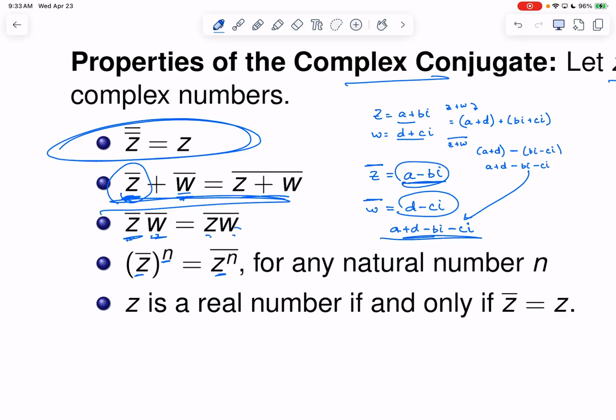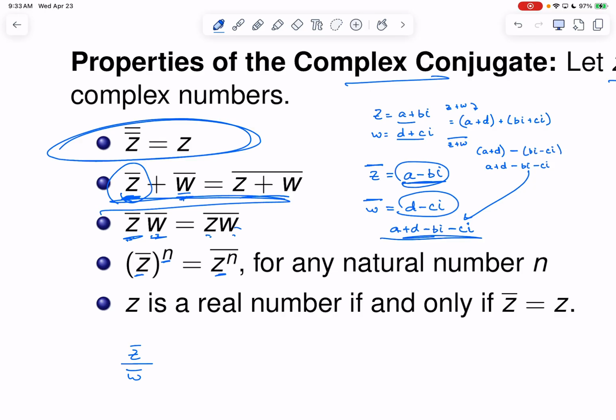You just have to do what it says in the order. So if it says z bar divided by w bar, you've got to do z bar first, then w bar, and then divide. You can't divide first and then do the conjugate. So is the bar like a parentheses thing? It kind of acts like an operation, yeah, like a parentheses. But it means conjugate, that's all it means.